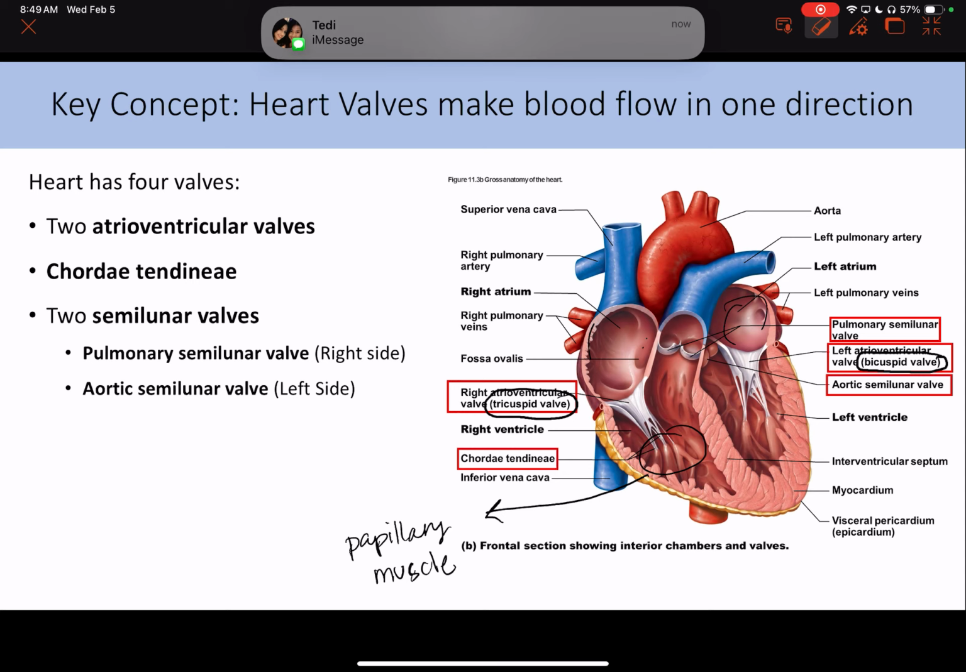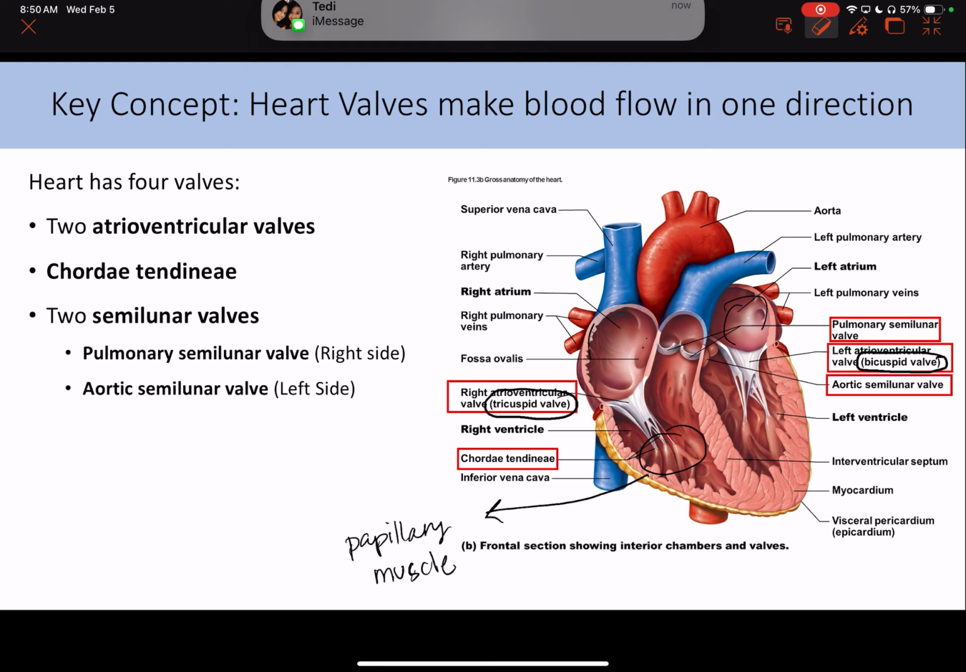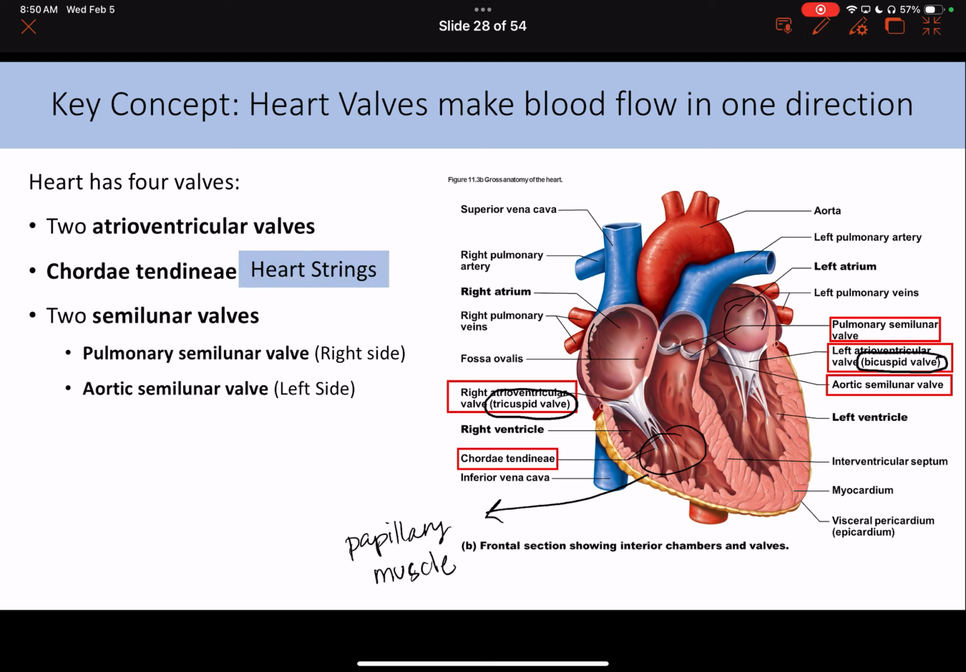Try before you buy. So tricuspid comes first on the right side, bicuspid is next on the left side. Those two valves, your tricuspid and bicuspid valves, are held to the heart by what are called chordae tendineae. If you ever heard somebody say, "Oh, you're tugging on my heartstrings," that's what they're referring to. We actually have heartstrings in our heart. They are called chordae tendineae.